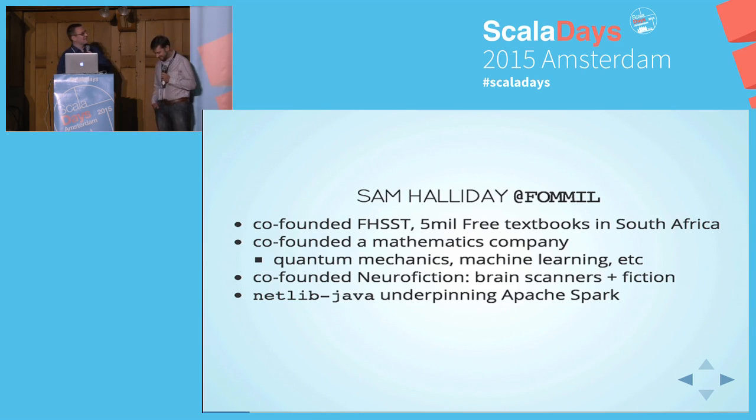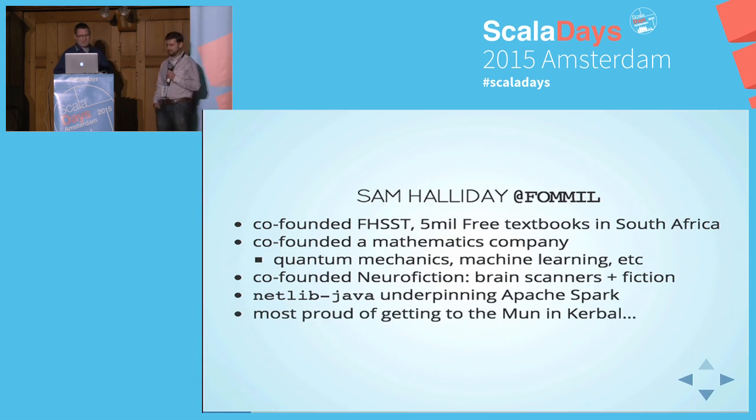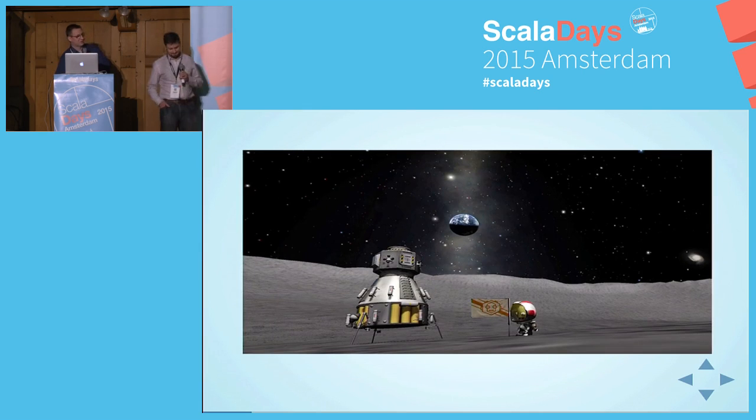So underlying all of Apache Spark is Breeze, and underlying Breeze is netlib Java, and that man's responsible for it. So blame him for any of your bugs. Yeah, using class path stuff. And his proudest achievement does appear to be getting a Kerbal to the moon. And we have a photo. Yeah. We have a photo, although I've yet to have any proof that he's ever actually got a Kerbal back again.